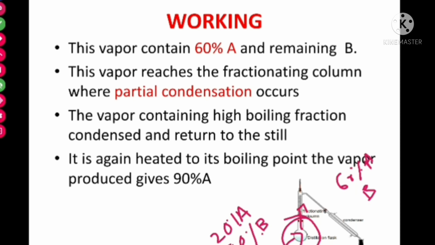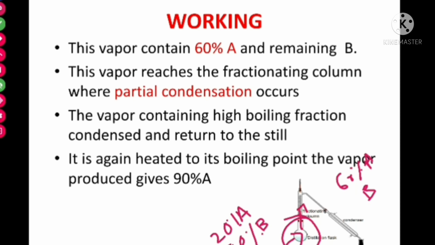This vapor contains both high boiling and low boiling fractions. When this vapor touches the wall of the fractionating column, the high boiling fraction will condense first. So partial condensation occurs in the fractionating column, where the high boiling fraction condenses first and returns back to our still. The low boiling fraction means liquid A.